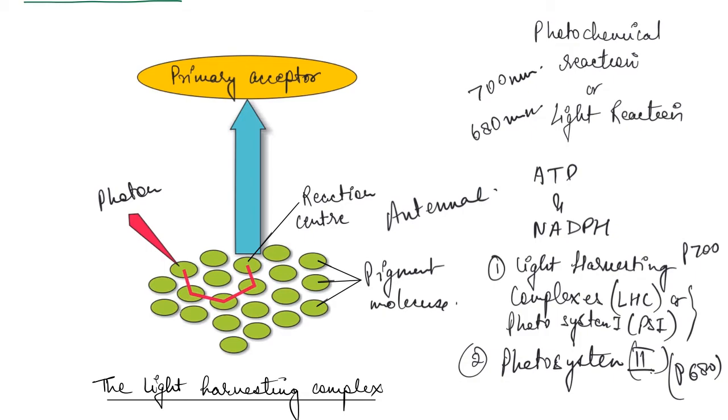So what are these complexes doing? They are absorbing the light, splitting water, releasing oxygen, and then forming high energy chemical intermediates which are ATP and NADPH. So guys, this is all about the light reaction which has two discrete photochemical systems. One is light harvesting complex LHC or photosystem I, which is also known as P700, and the other one is photosystem II, which is also known as P680. So guys, this is all about the light reaction.